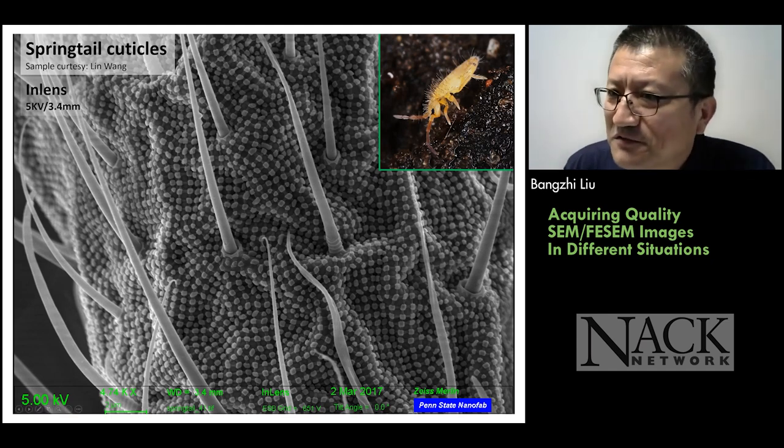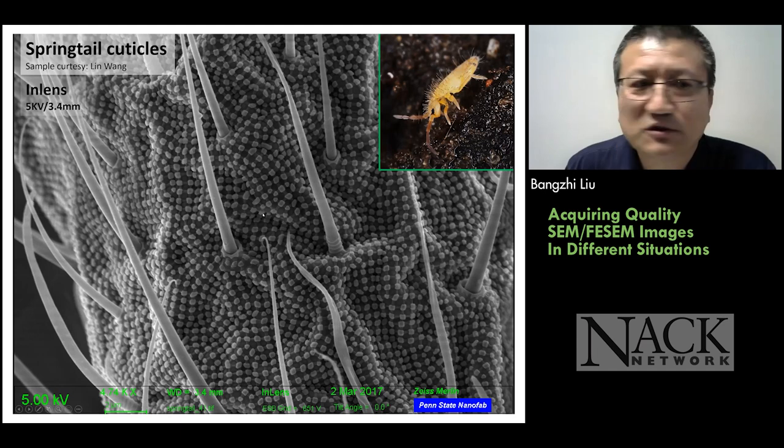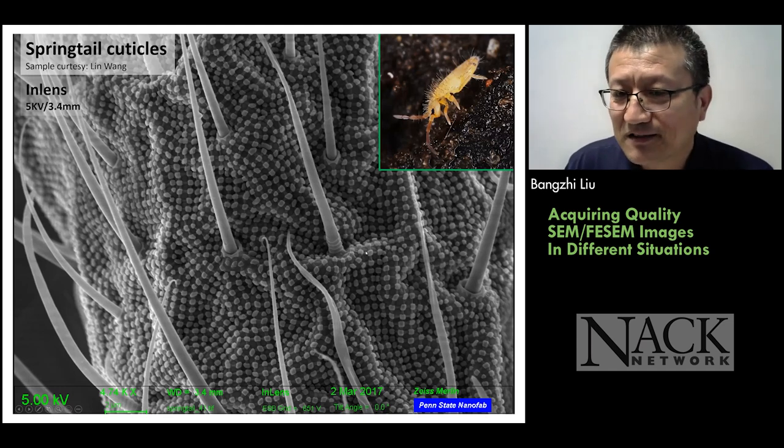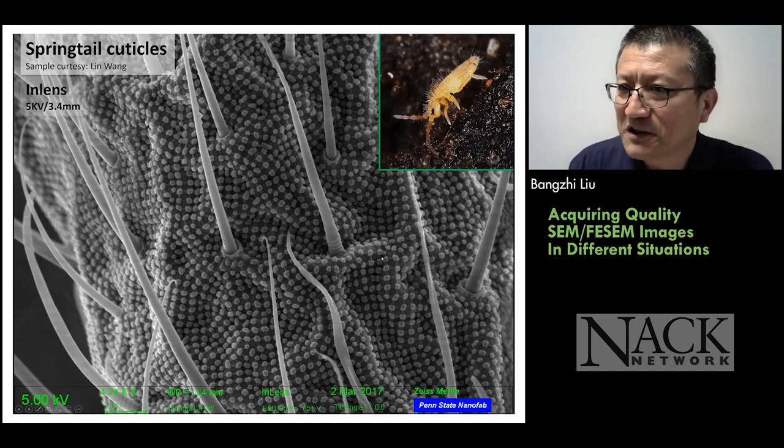A very small bug living in the earth. If you look at it under the SEM, you see hairs on the body of this bug. You can also see little crystals, arranged in an ordered pattern.